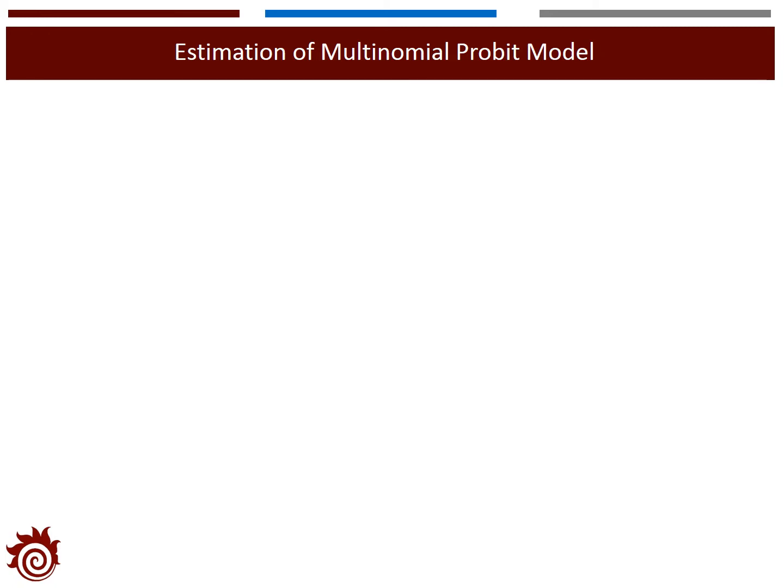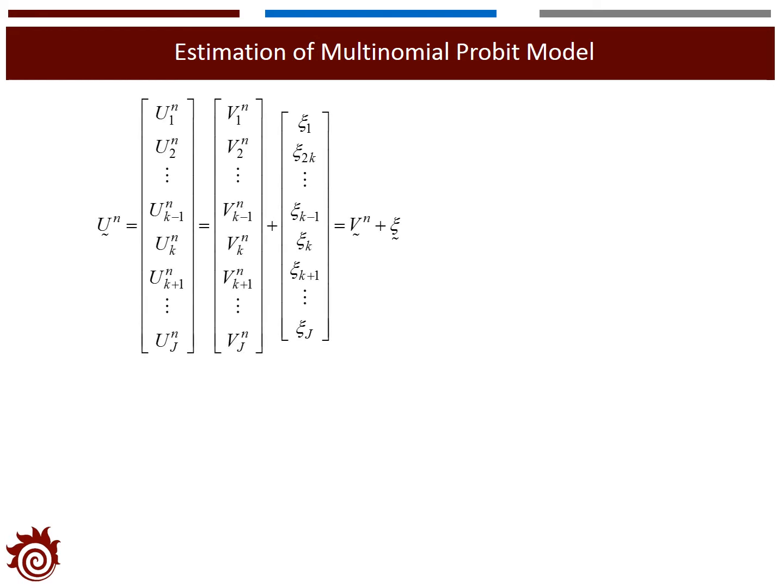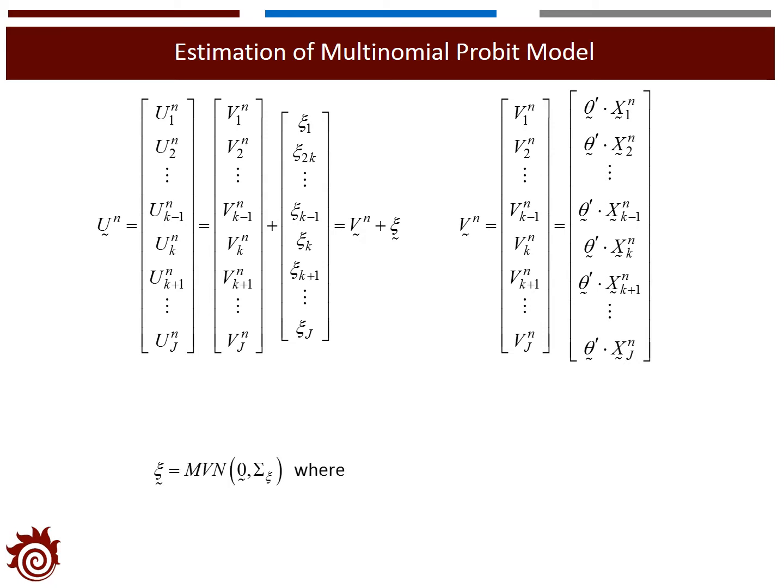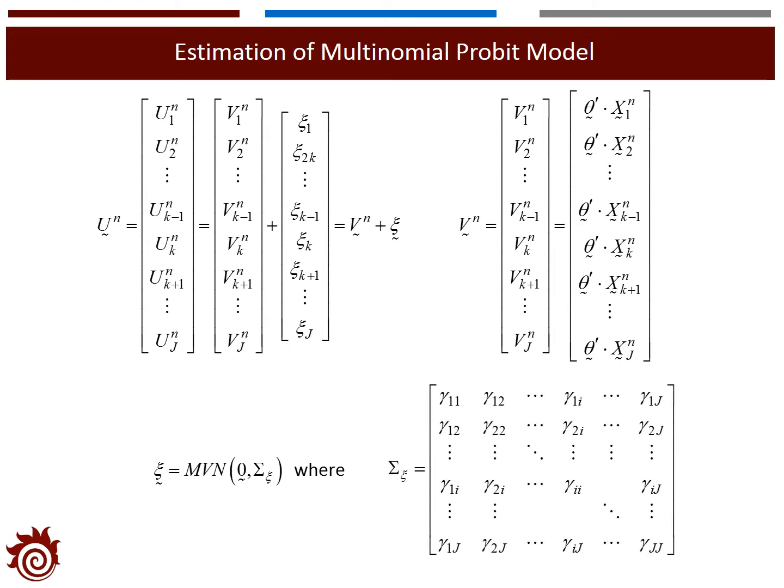For the multinomial Probit model, we have several assumptions. First, the utility consists of the deterministic component and the random component. Vn is the deterministic component, and it could be represented as the linear function of the attributes. Also, the random term xi is a multivariate normal distribution with the mean 0 and the covariance matrix sigma xi. Here, the covariance matrix is a J by J matrix.